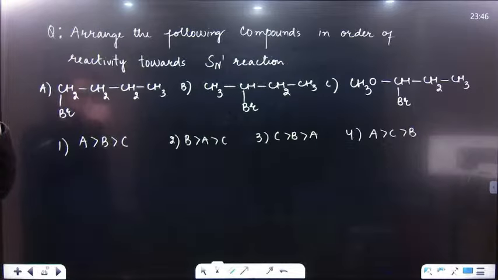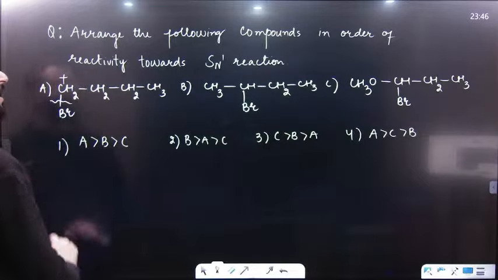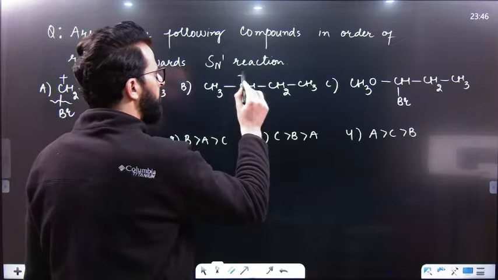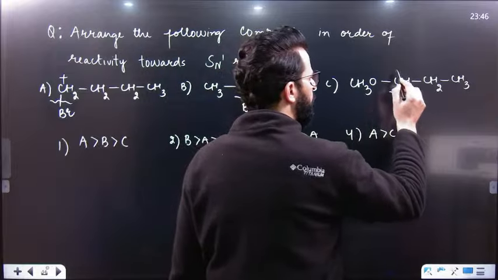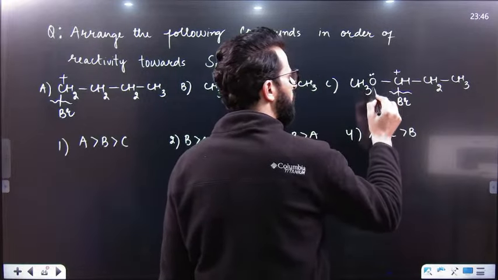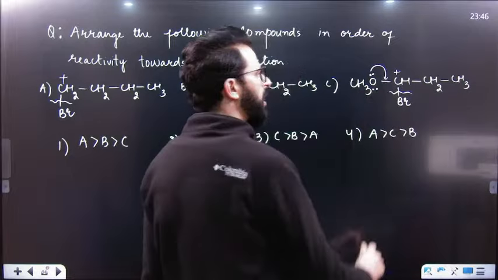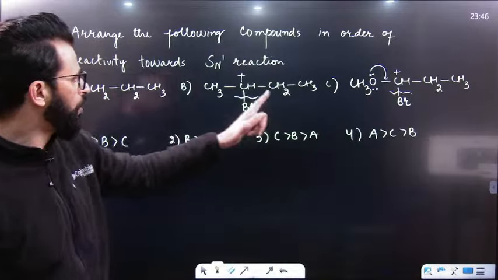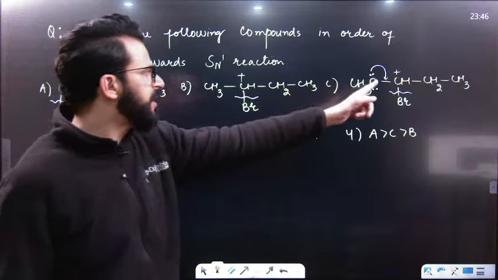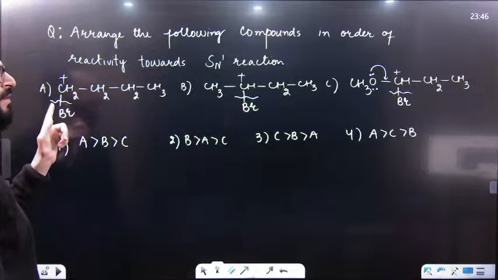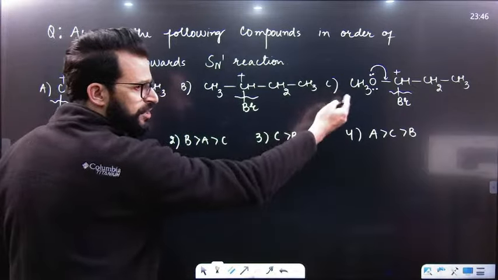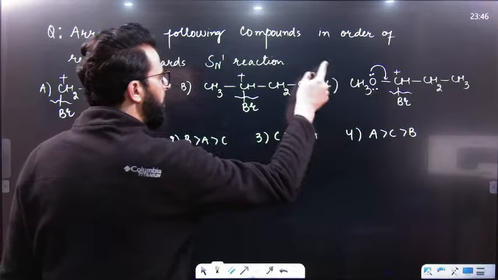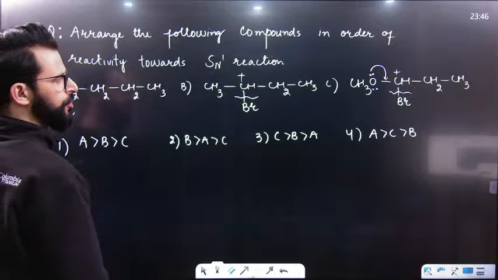After that, arrange the following compounds in order of reactivity towards SN1. What we have to do is break this bond, form a carbocation, break this bond, form a carbocation, break this bond, form a carbocation. Have a look, this carbocation is back bonding stabilized. So this is more stable as compared to this. Secondary carbocation, primary carbocation. Secondary are more stable, but among these two, back bonding is more stabilizing as compared to hyperconjugation or inductive effect.